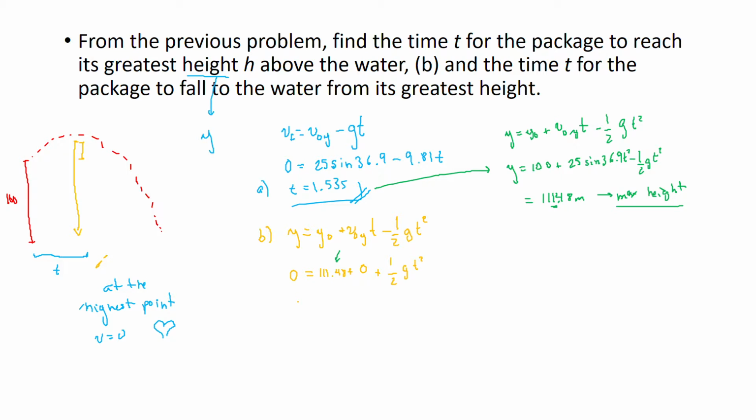Now I solve for t. This is not positive, this is negative because it goes down. It's going to be t equals the square root of 111.48 over a half of 9.81, all of this stuff. And that is going to be 4.76 seconds. And this is actually part B, the answer for part B.